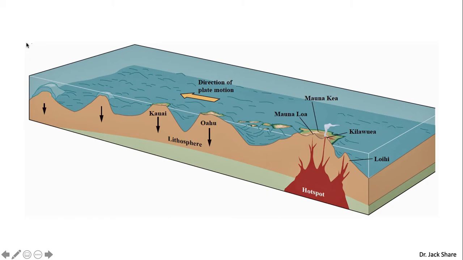So once again, here's a diagram showing Hawaii with the Big Island on top of the hotspot, and the plate is moving to the north and west, and the smaller islands used to be on top of the hotspot. And in the future, there will be a different island.